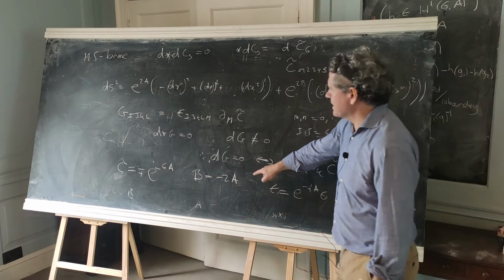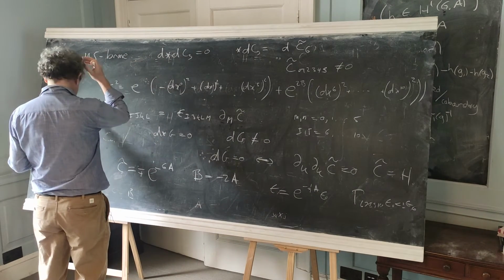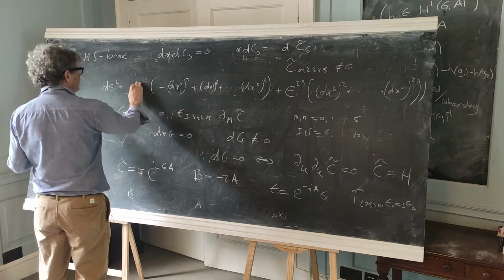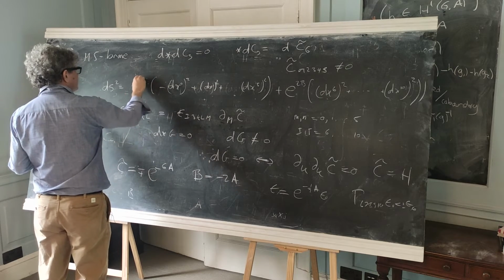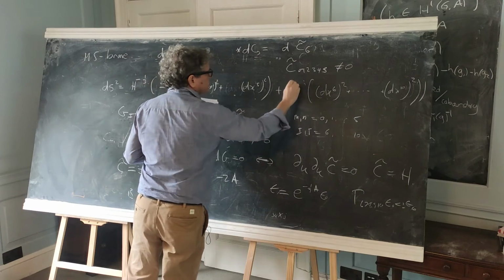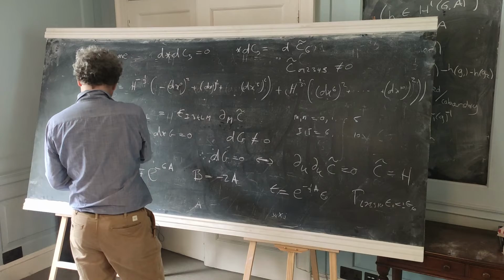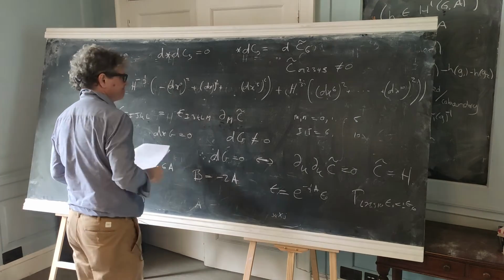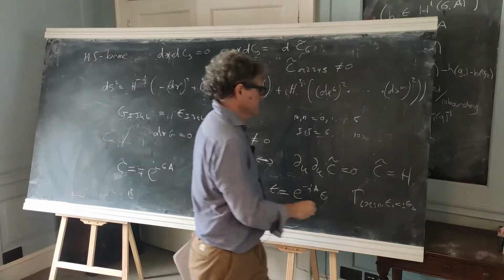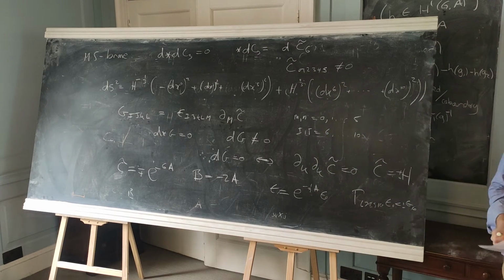So that's the solution you get. And the effect is just quite similar. This becomes h to the minus 1/3, and this then becomes h to the 2/3, if I'm not mistaken. And actually then there's a plus or minus here. So that's the solution that you get for an M5 brane.